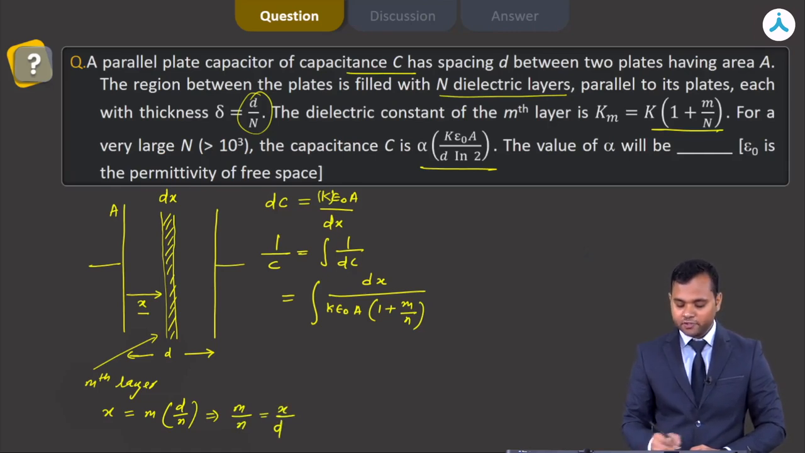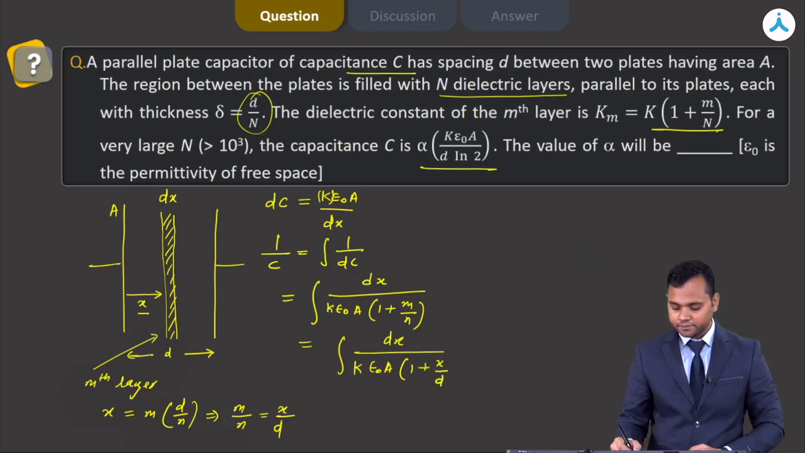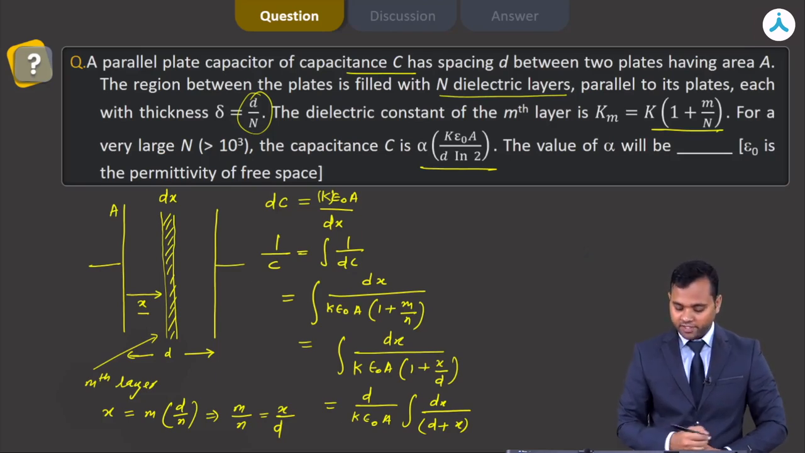Now substituting this value of M by N in the integration, this will become dx by K epsilon naught A into 1 plus x by D. And solving it further, we have D by K epsilon naught A into dx by D plus x. Now here we can say that the value of x will vary from 0 to D.